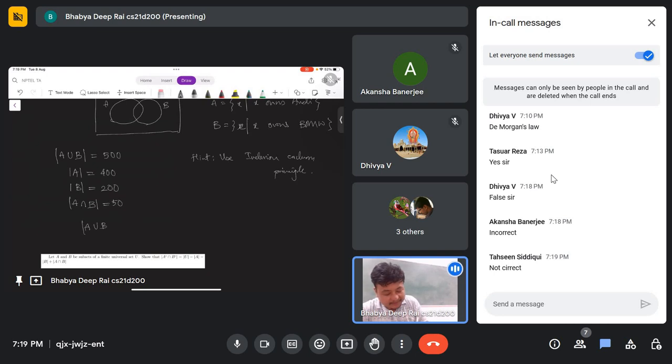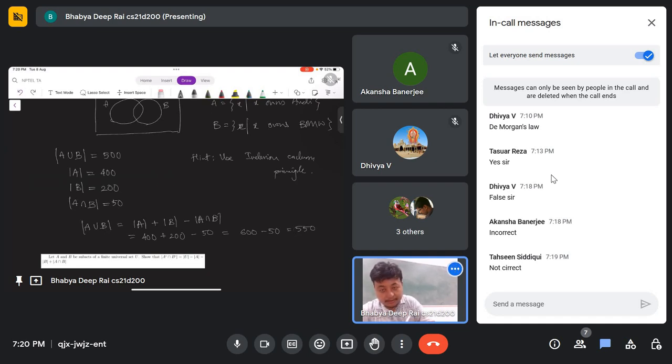Principle of inclusion and exclusion, PIE, says size of A union B equals size of A plus size of B minus size of A intersection B. Okay, what is size of A union B? 400 Audi owners plus 200 BMW owners, minus 50 owners who own both, right? What is this equal to? 400 plus 200 is 600, minus 50. What is 600 minus 50? 550. Now we are saying the size of A union B is 550.